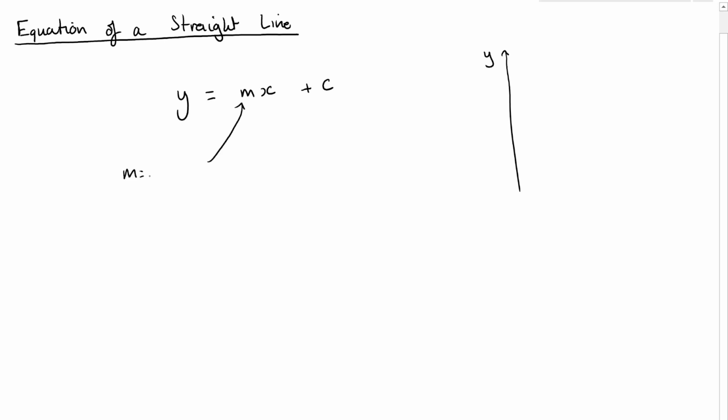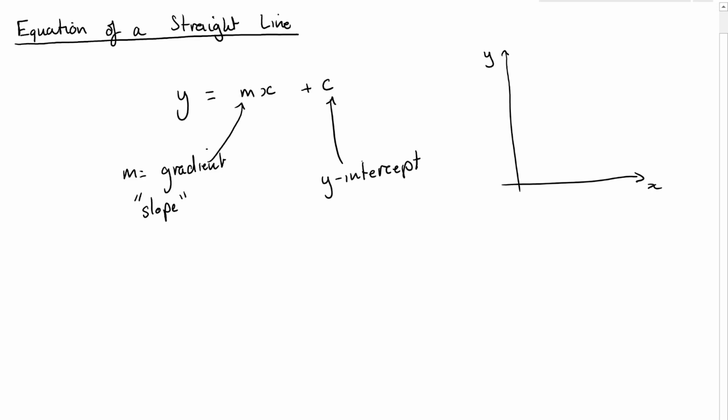M is equal to the gradient, which we'll take a look at. What that means is essentially the slope. So if you have a very high gradient, it means you have a really steep line. If you have a very low gradient, it means you have an almost flat line. And we'll take a look at that in a minute. And x is the value along your x-axis coming across here, and c is your y-intercept. So that is the point where it crosses the y-axis.